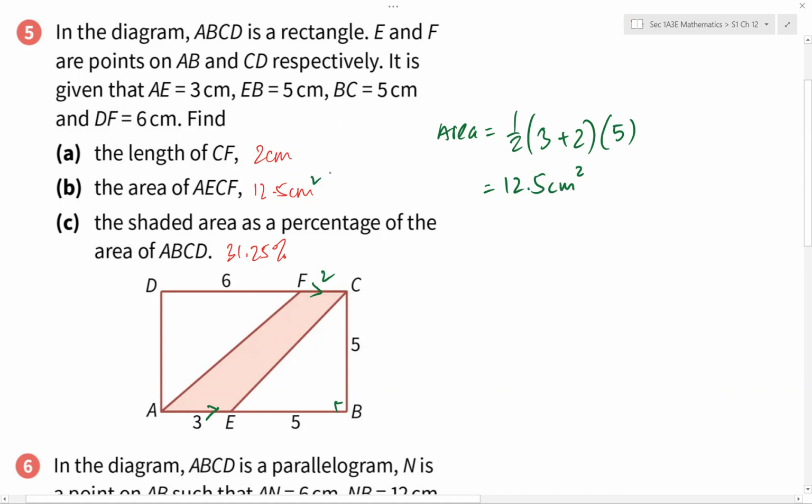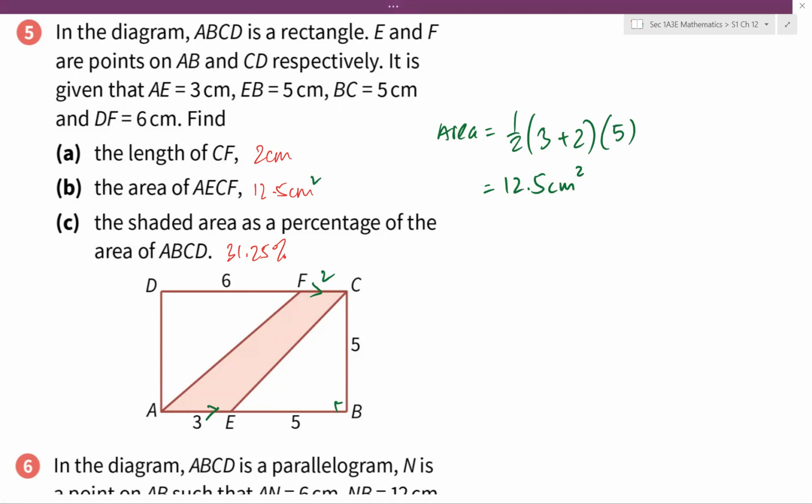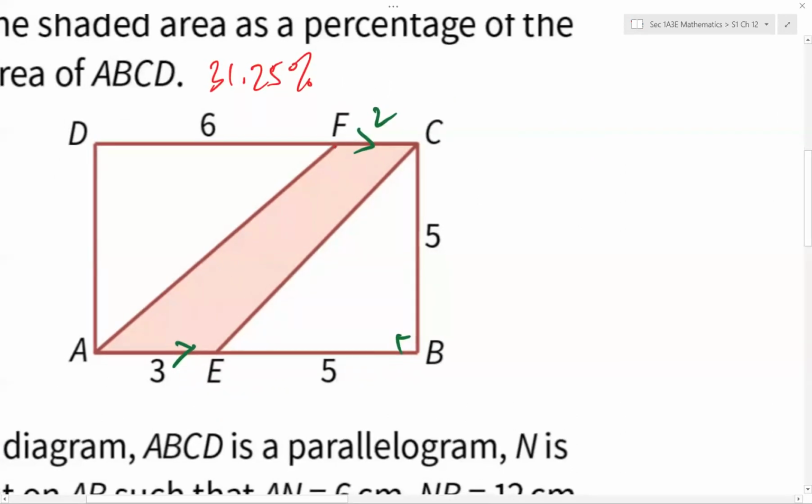Okay, 12.5 square centimeters. Even though you are unable to draw the perpendicular distance from F down to the base, because the base is just AE, right? No matter which point you choose, you cannot reach the base of AE, but it doesn't matter, just like your triangles, you can easily extend it and we still have the same perpendicular height.